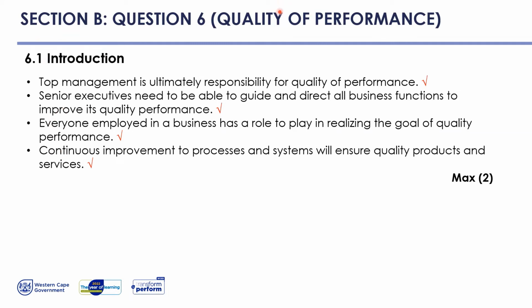Now, because this is a quality of performance long question, let's look at some possible points that we can make in our introduction that would get us some marks. Top management is ultimately responsible for quality of performance. That would be worth 1 mark. Senior executives need to be able to guide and direct all business functions to improve its quality performance. That would also result in 1 mark. Everyone employed in a business has a role to play in realizing the goal of quality performance, another mark, and continuous improvement to processes and systems will ensure quality products and services, another mark.